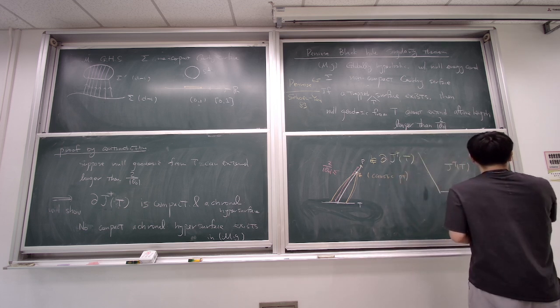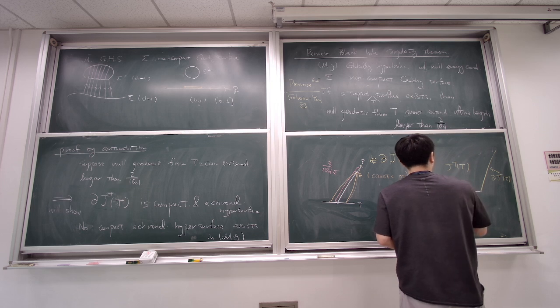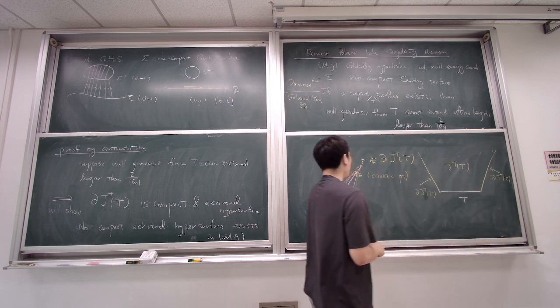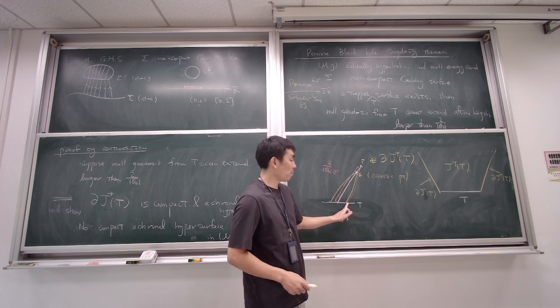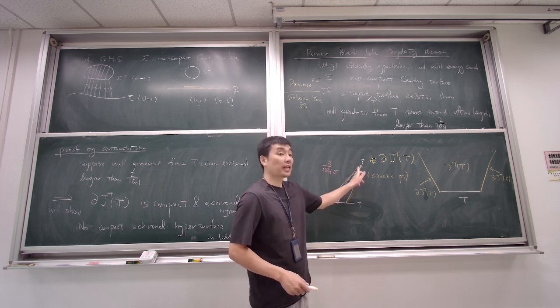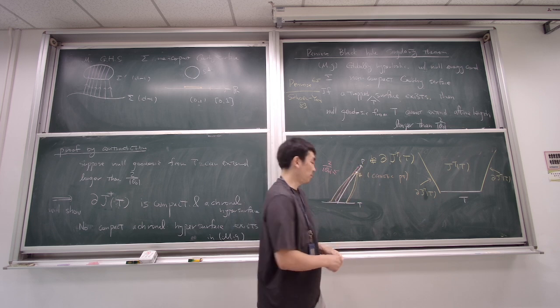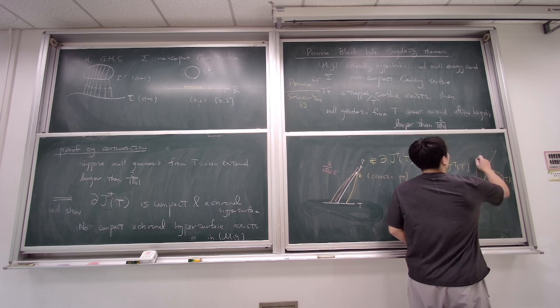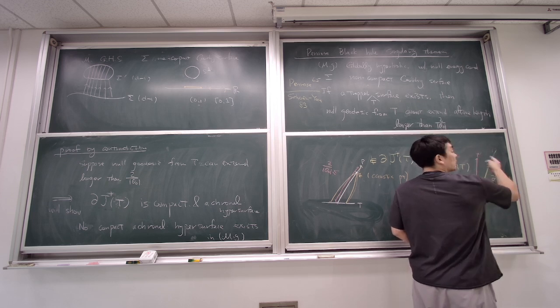So this is the boundary of the future domain J plus of T. It has to be null. But in this case, point P can be connected by a time-like curve. So therefore, it has to be inside. So this point P is inside of J plus.